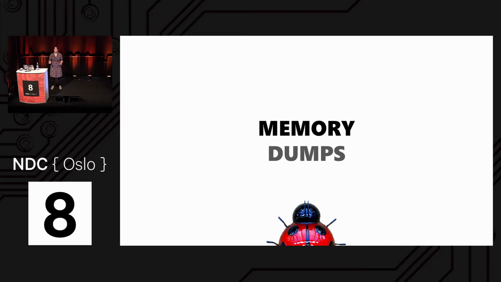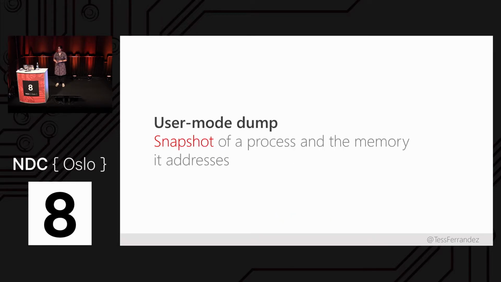How many of you have used memory dumps before to debug things? Wow, awesome crowd. So we're going to talk about memory dumps. And those of you who have worked with memory dumps know that a memory dump is essentially a snapshot of a process and all the memory that it addresses. There's also kernel mode dumps that are snapshots of the entire system. We're not going to deal with that here because we're just looking at one particular .NET process when we're debugging something.